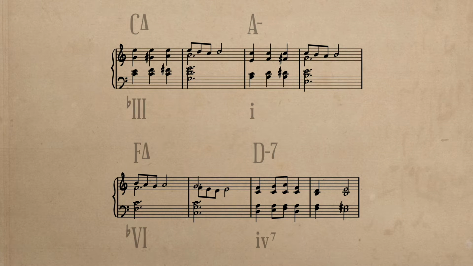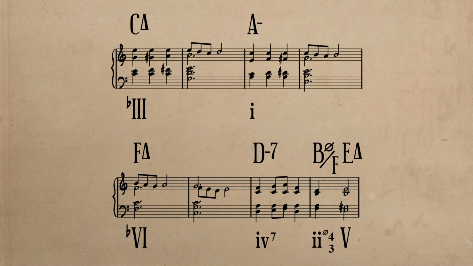The sequence begins at the flat 3 chord C major and descends through A minor, the 1, F major, the flat 6, and D minor 7, the 4/7. Following D minor 7, we proceed to B half diminished over F, the 2 half diminished 4/3, and then to E major, the 5, which is used to bring the first 18 measures to a close, creating a half cadence.